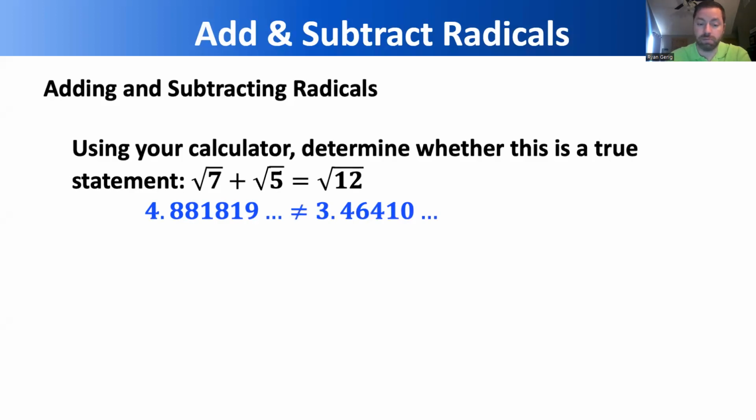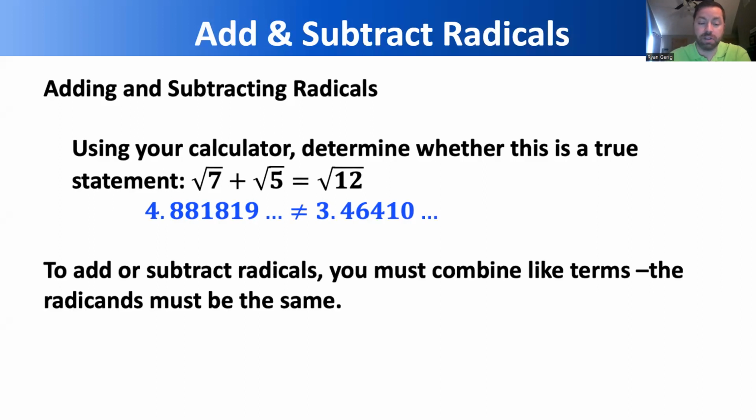Those are not equal, which means the square root of 7 plus the square root of 5 is not the same as the square root of 12. You cannot add those together. To add or subtract radicals, you must combine like terms. What makes a like term? The radicands must be the same. The number under the radical must be the same.